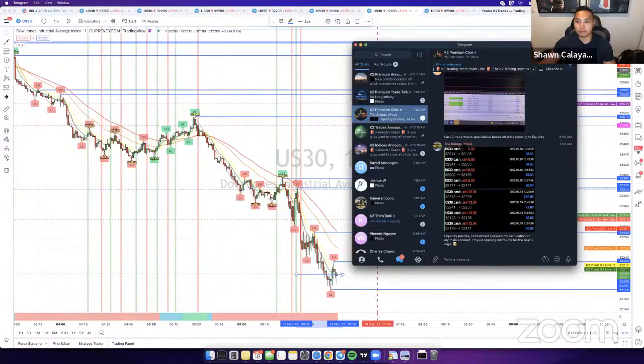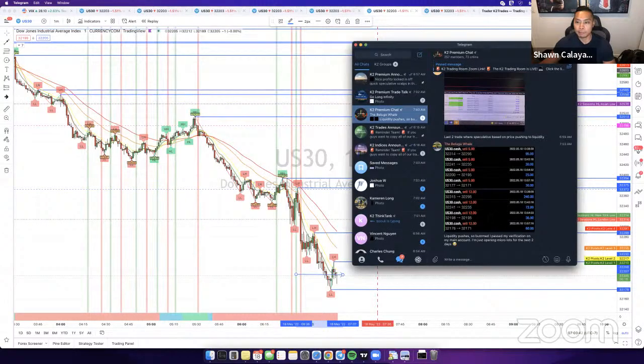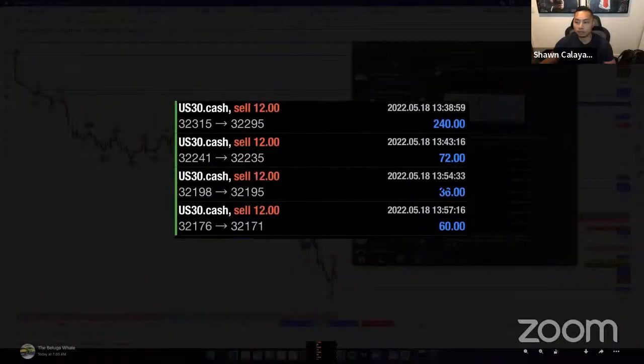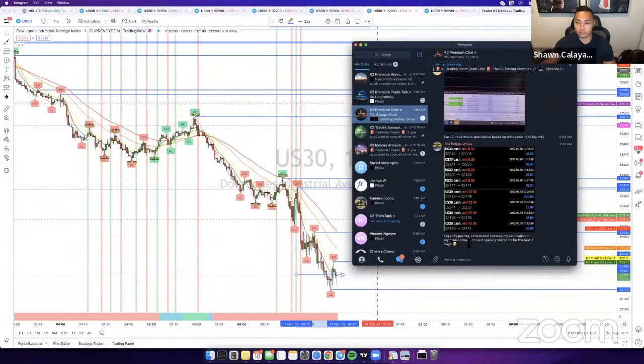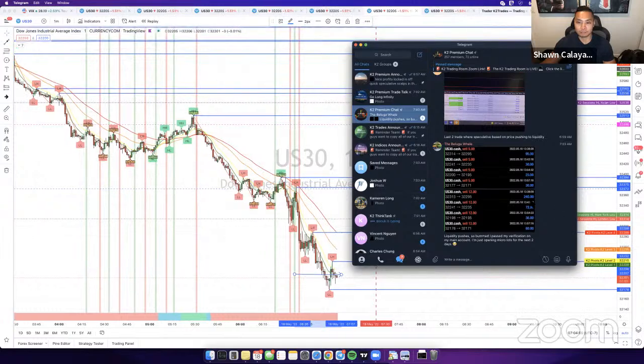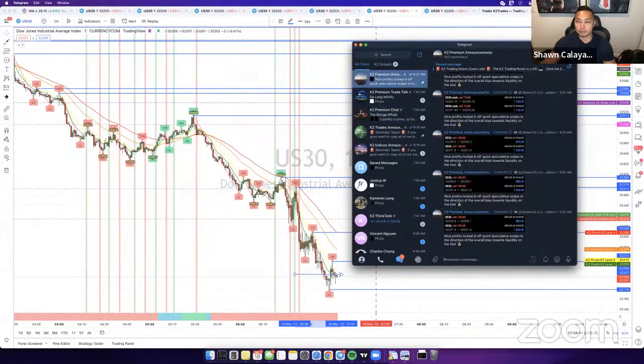And Rami over here is currently up well over 200, and his second account a bit more, about 400 right there. So yeah, Rami said liquidity pushes above, and I passed on my verification on my main account, just opened micro lots for the next 2 days. Yeah, just got to hold off on that for now, Rami. Let me just copy this over to the other accounts, or the other pages actually.